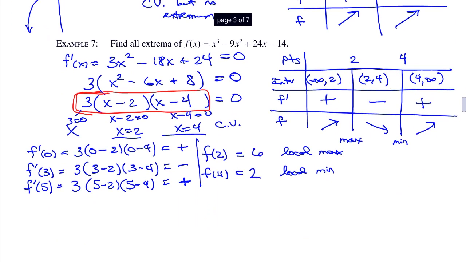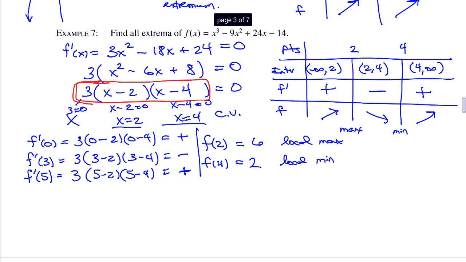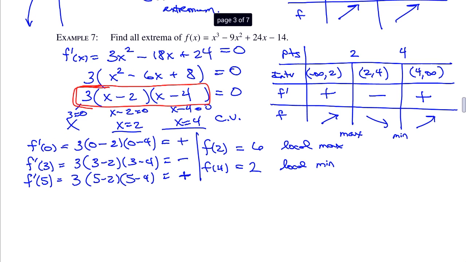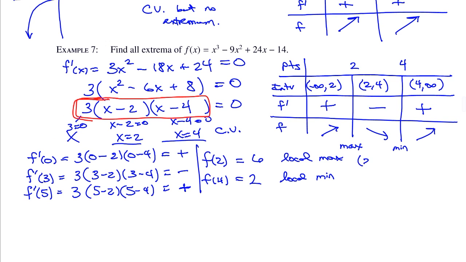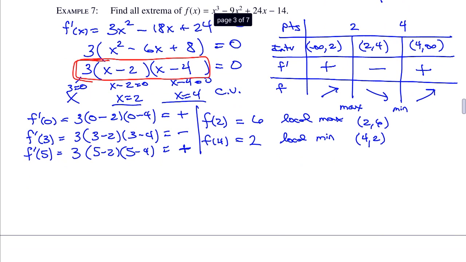A local maximum and a local minimum are points. So the point here is 2, 6, and the point here is 4, 2. So use the x and the y. Let me draw the graph for you. So what type of equation is the original function? What type of polynomial? It is a cubic polynomial.